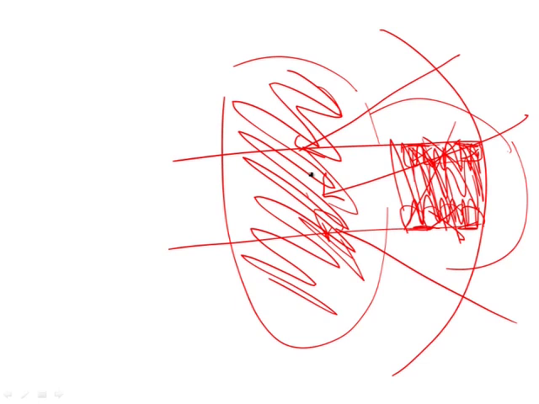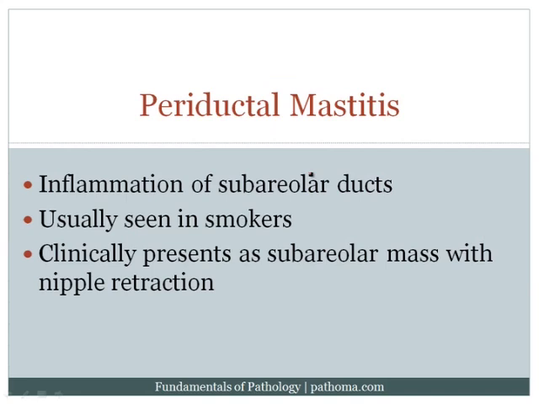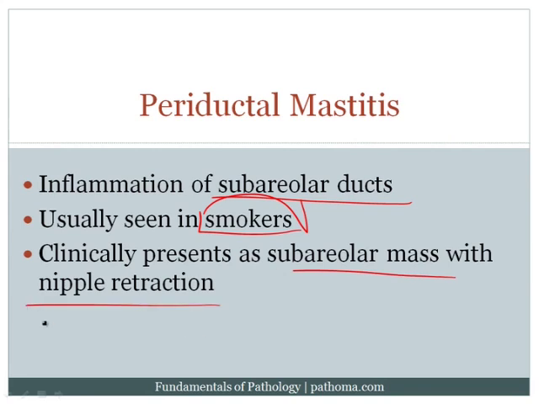Now with that as a background, let's go back and read what I say in the book. So I say that periductal mastitis is inflammation of the subareolar ducts, usually seen in smokers. I've already explained that, again because of a relative vitamin A deficiency, and it classically presents as a subareolar mass with nipple retraction. Now this nipple retraction is important because I think from my experience with medical students, when they hear the word nipple retraction, they automatically think breast cancer.